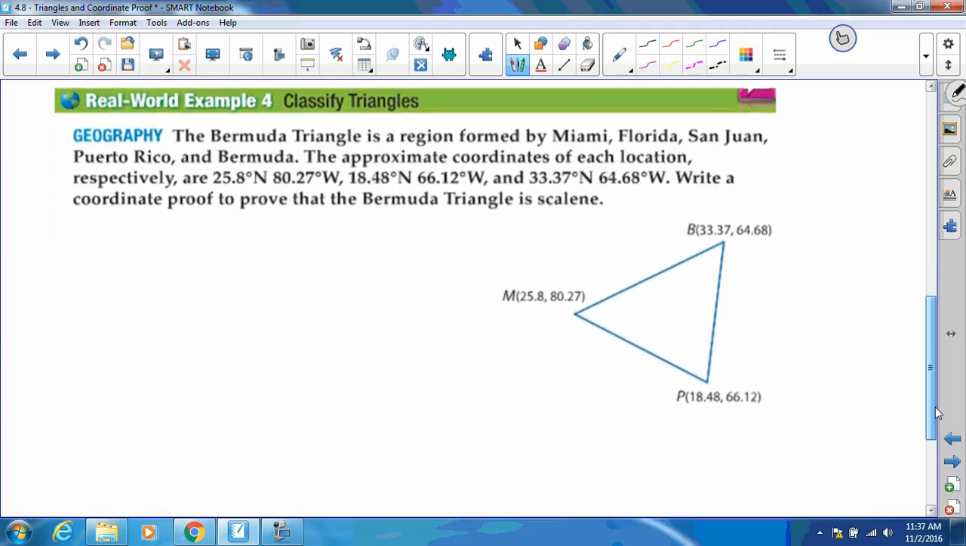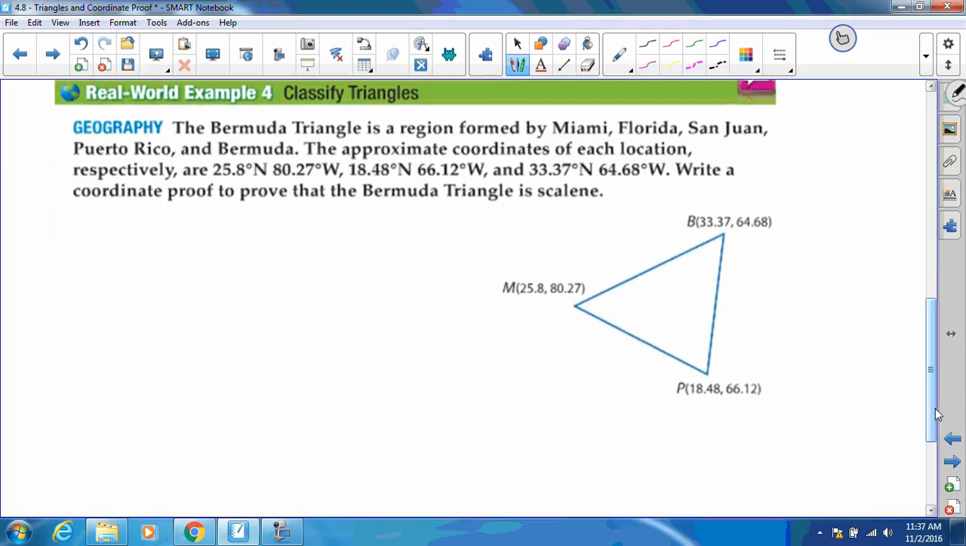Okay, the last one, we have the Bermuda Triangle is a region formed by Miami, Florida, San Juan, Puerto Rico, and Bermuda. The approximate coordinates of each location, respectively, are, so they tell us what those coordinates are. We're going to write a coordinate proof to prove that the Bermuda Triangle is scalene. So the biggest thing on this one, we're proving that it's scalene. So if we want it to be scalene, we need to show that all the side measures are different. And to be able to find those side measures, we're going to do the distance formula.